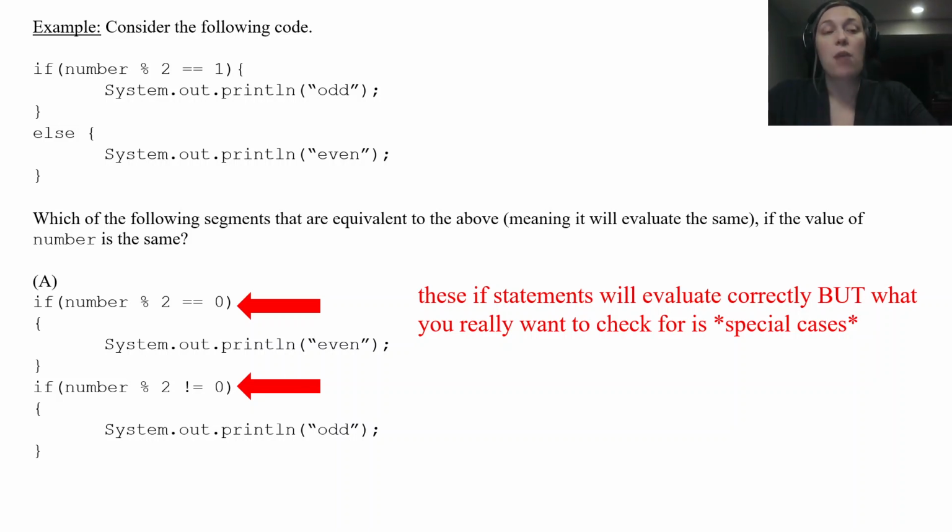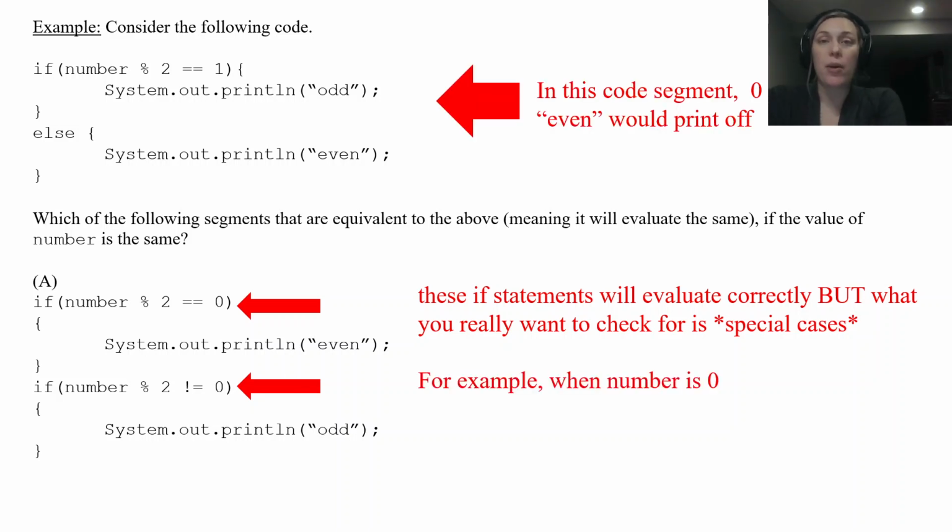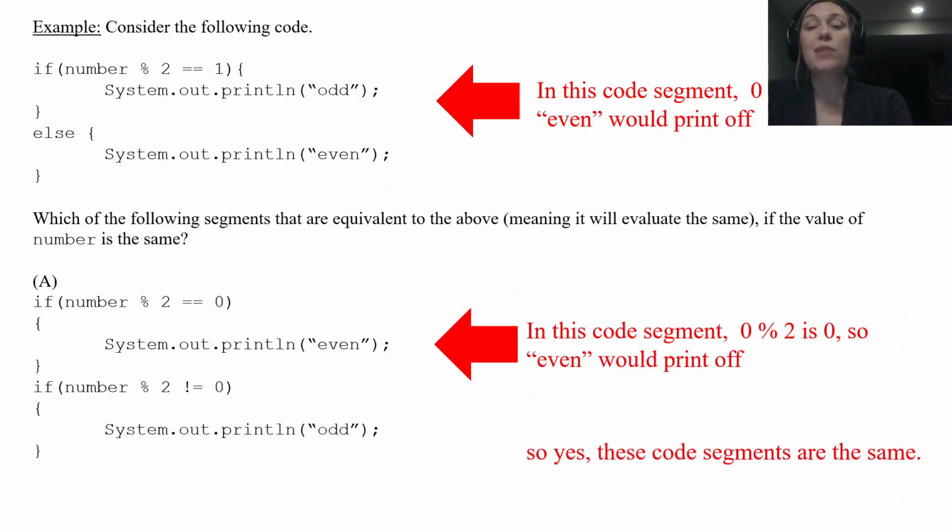It works, right? But with these examples, especially in the multiple choice, you always want to consider some of the special cases. For example, 0. What if number was 0? Well, in the code segment above, 0 mod 2 is 0, so even would print off. So you want to make sure the same thing happens in this code segment. What's 0 mod 2? That's 0, and even would get printed off down here. So yes, that means these code segments are the same, saying the same thing, just slightly differently.